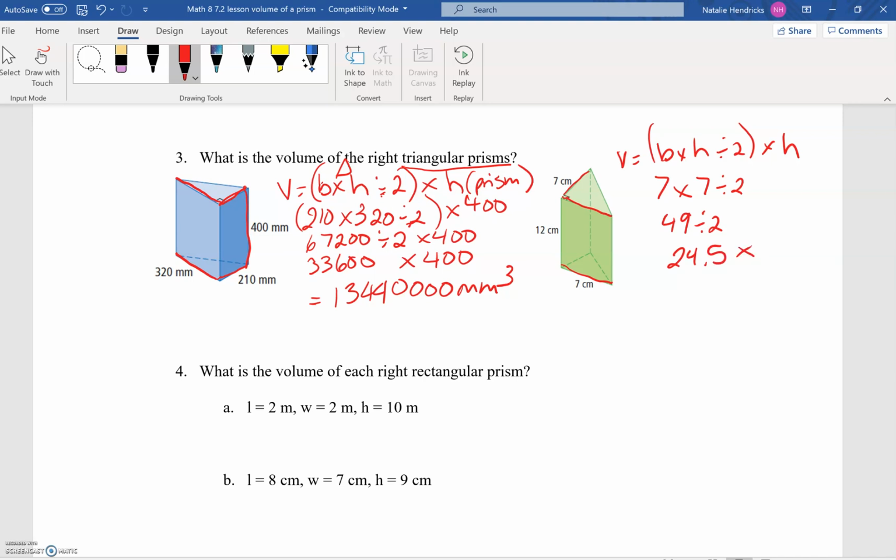And then I want to times it by the height, which is 12. And 24.5 times 12, I got 294 centimeters cubed. Is that what you guys got? Let me know. Okay, 2 more questions and then we are done.